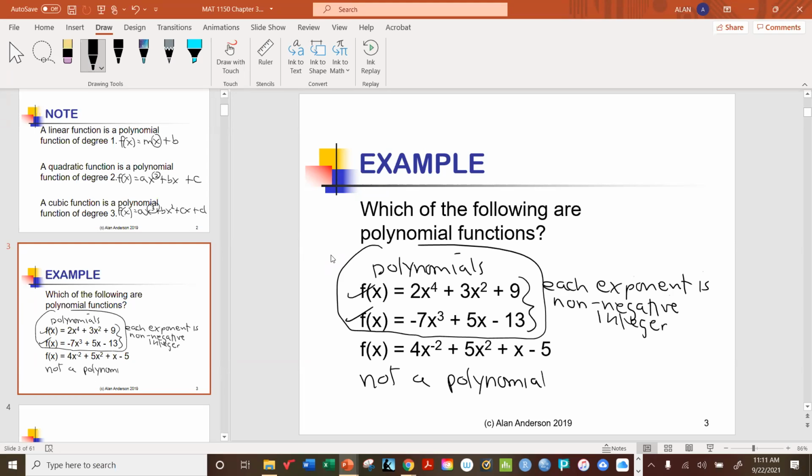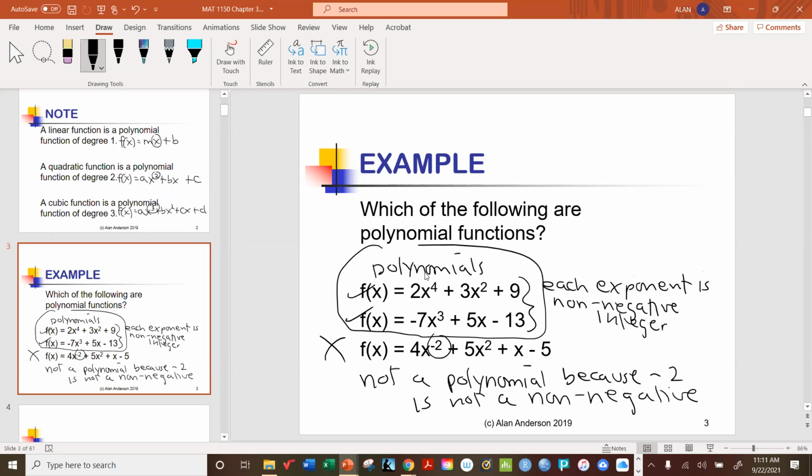You'll notice one of the exponents is -2, and that blows the whole thing up because that's not a positive or non-negative integer. It's a different kind of function. We'll get into that later on, but it's not considered to be a polynomial. -2 is not a non-negative integer. So that one is a no. All right, and that's all you have to pay attention to. And if you get something weird like this, 1 over x is no, because this is x to the -1 power.